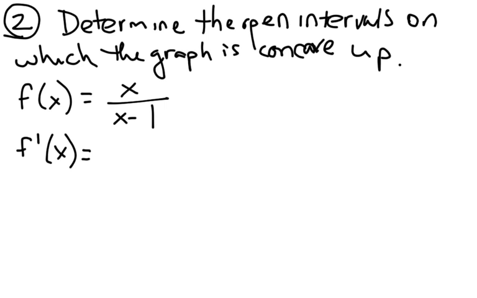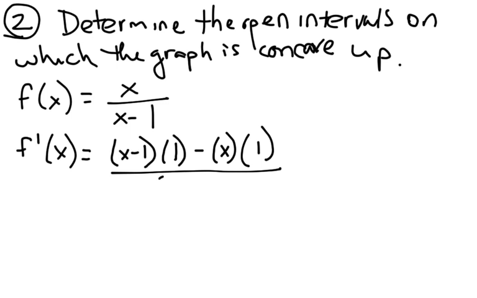Bottom times the derivative of the top minus top times derivative of the bottom, all divided by the bottom squared. Or you might have done low d high minus high d low, all over low low, whatever way you remembered it. So the bottom denominator there is x minus 1. The derivative of the top is 1, minus top, which is x, times the derivative of the bottom, which is 1, all over the bottom squared.